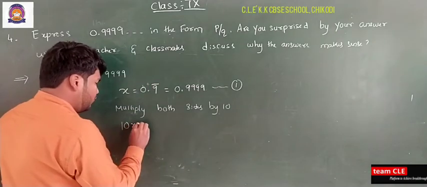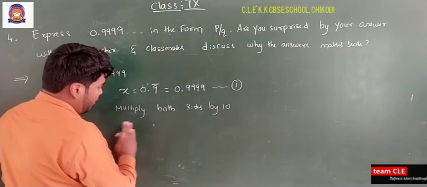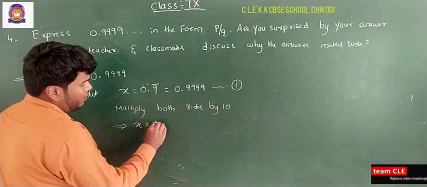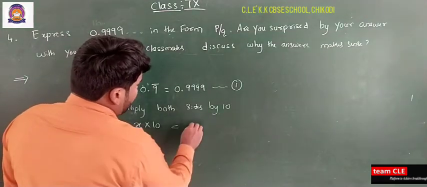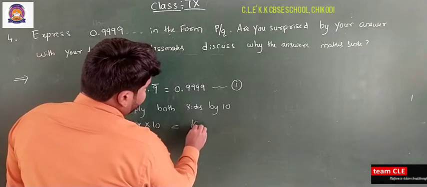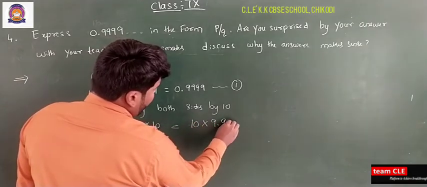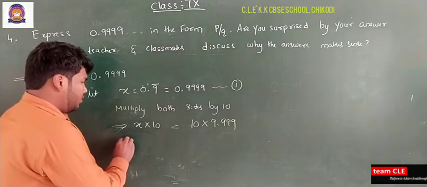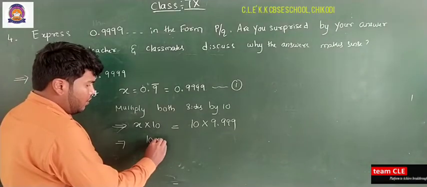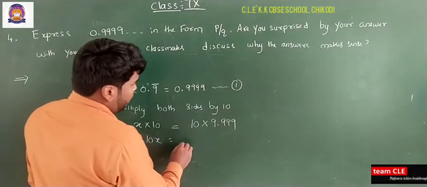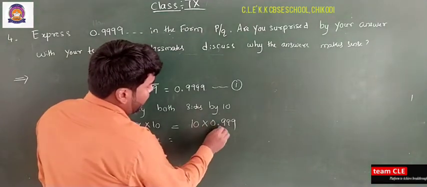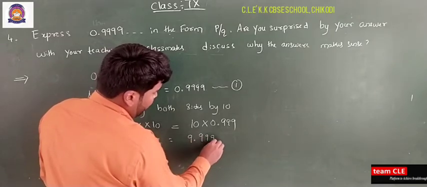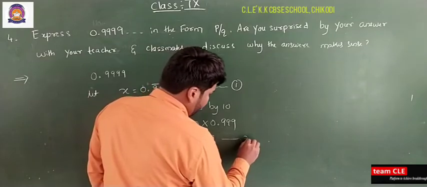So 10x is equal to 10 into 0.999. I will write all the steps to understand better. So 10 into x is 10x, which is equal to 10 into 0.99. So 10 into 0.99, we get 9.99. I will call this equation 2.